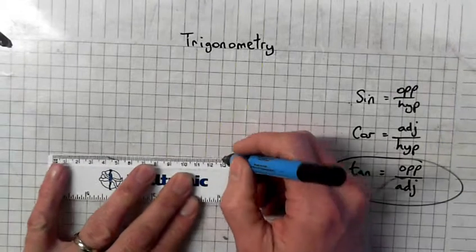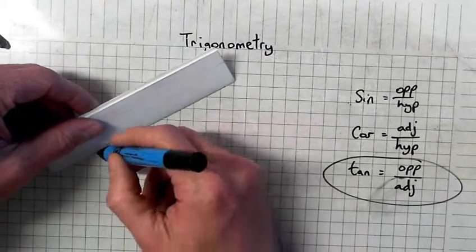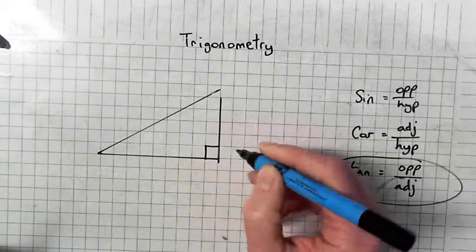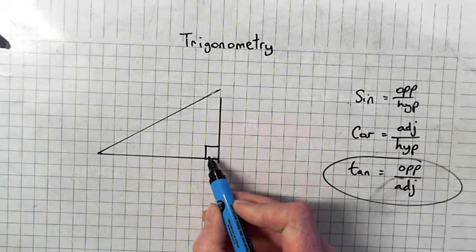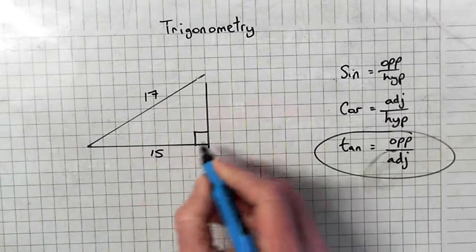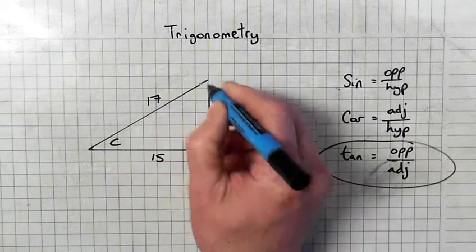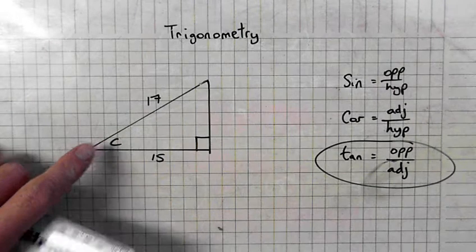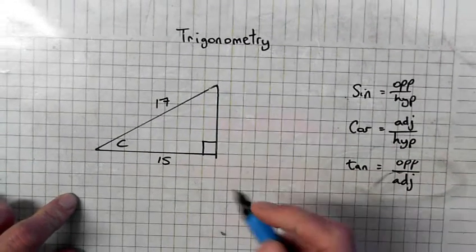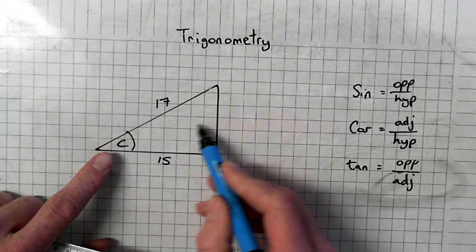17 and 15. Remember, you can only use these formulas in a right angle triangle. And the angle is C. So to find the angle C, which formula do you use in this case? First of all, what sides do we have? Well, there's the angle C. So if I'm standing here, that is the opposite.